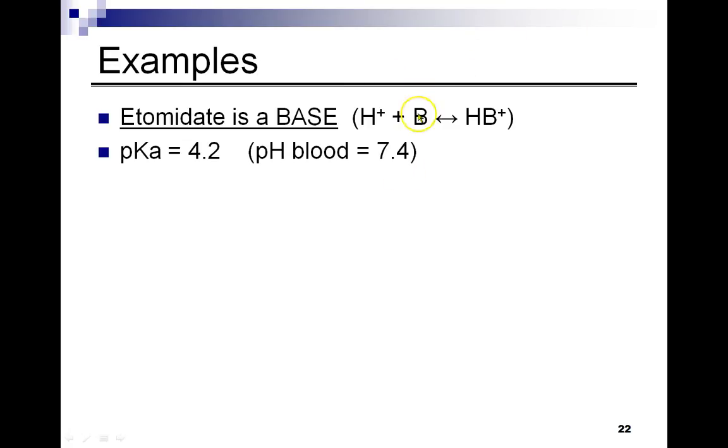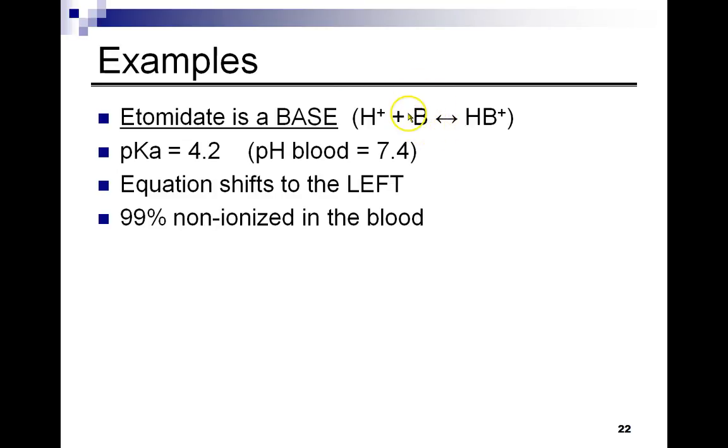And I think of that as being a lack of hydrogen ions, which will push this equation to the left. And so the equation being shifted to the left makes this non-ionized species the predominant species. And that's great because that's the species that will cross the blood-brain barrier and put our patients to sleep quickly.